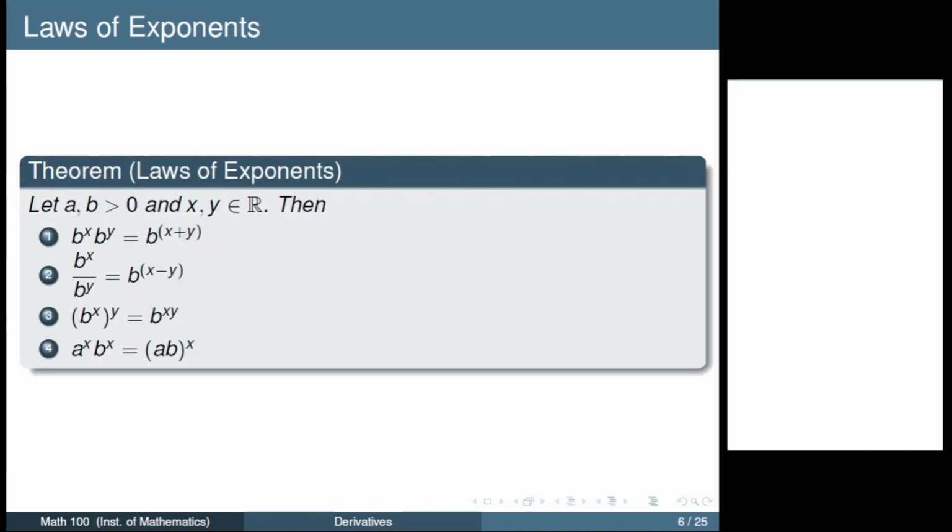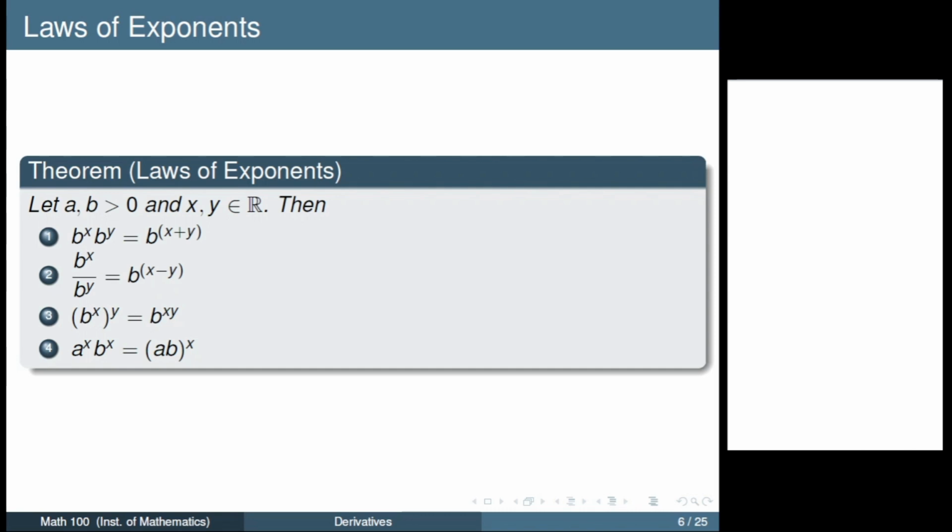So, now let's talk about the laws of exponents. Since we're discussing exponential functions, we have here, let a, b be greater than 0 and x, y be elements of real numbers. Then first, if you have a product with the same base, you have b to the x times b to the y, then pwede mo siyang pagsamahin into the base raised to the sum of the exponents.